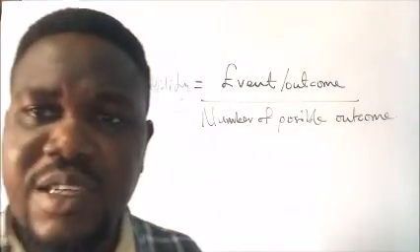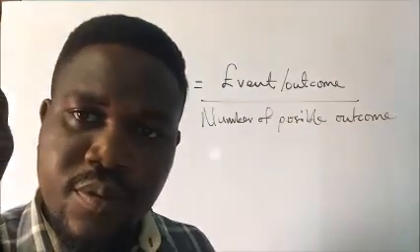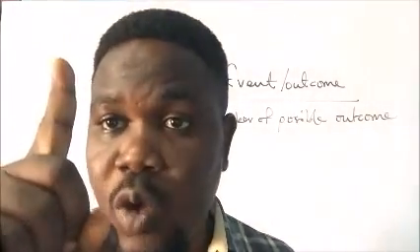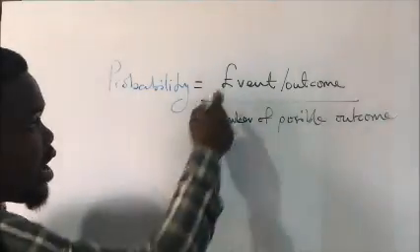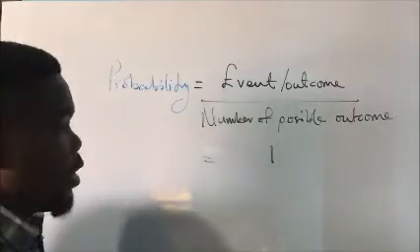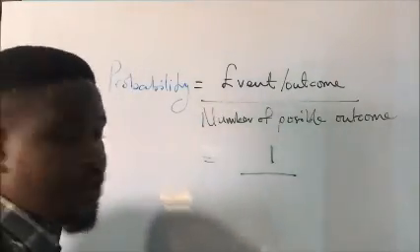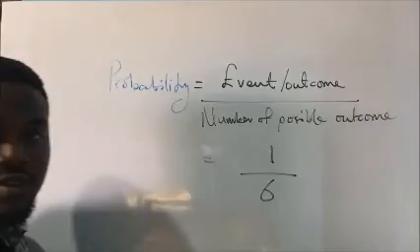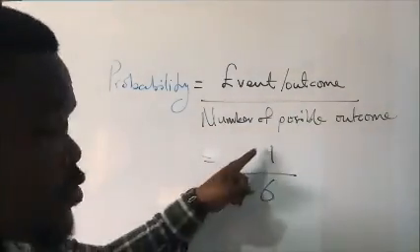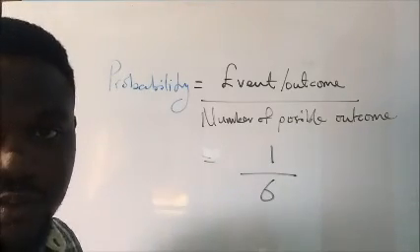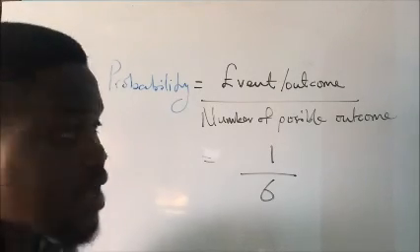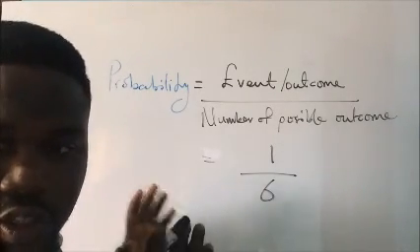Now, what is the probability that you will toss a 5? How many 5s do we have on the die? Only 1. So you realize that the outcome for that is 1. But the total number of outcomes for that is 6. So the probability of tossing a 5 in a die is 1 out of 6. This is how we solve probability. Let's take a question and solve it properly.